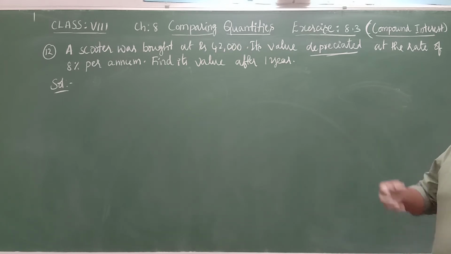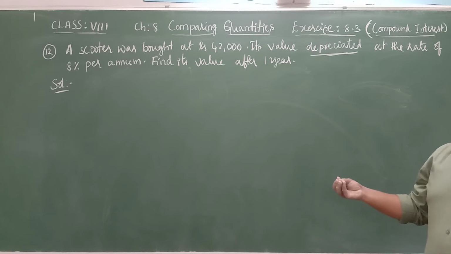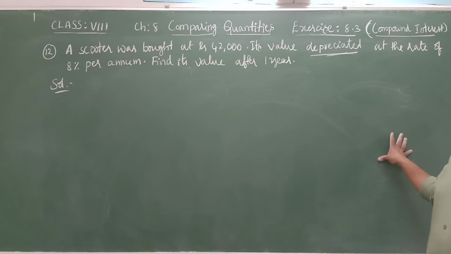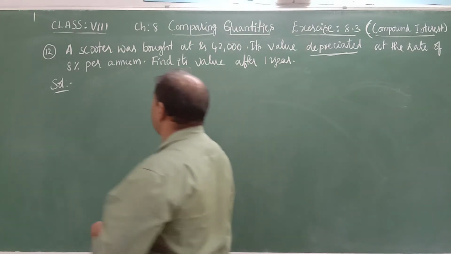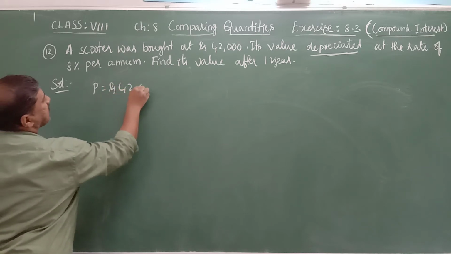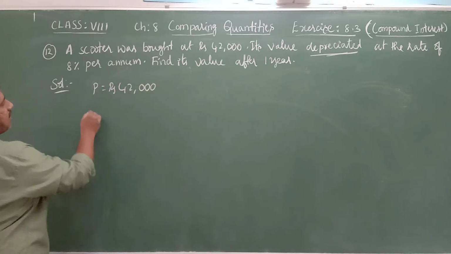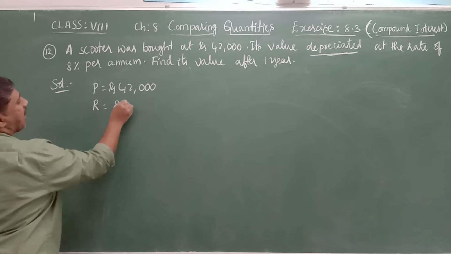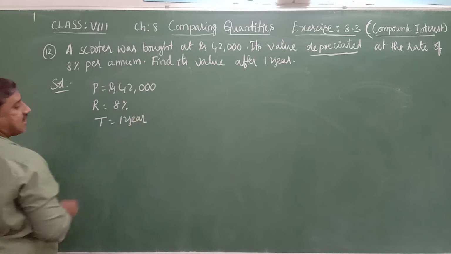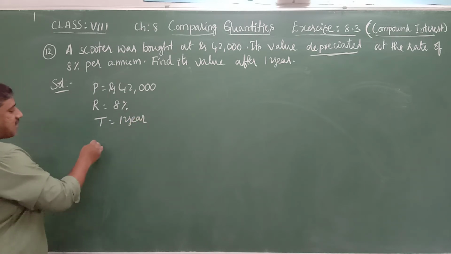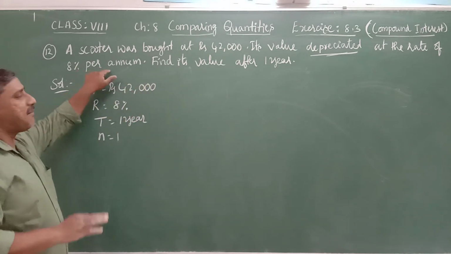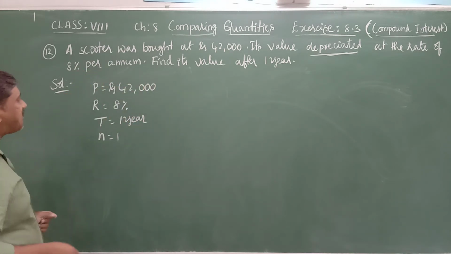After 1 year, so we use the compound interest formula to find the value of the scooter. From the given question, P is equal to rupees 42,000. Rate of interest R is equal to 8%. Time T is equal to 1 year. It is decreasing yearly, therefore N is equal to 1.